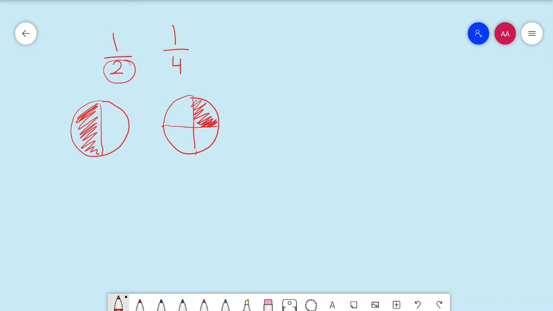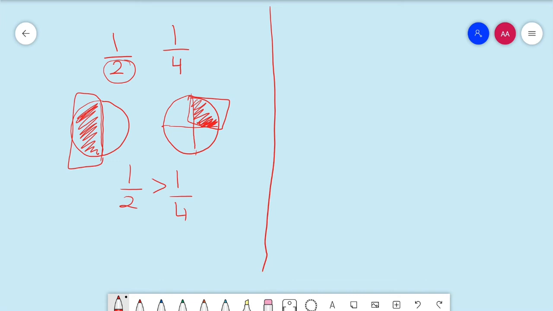So which one is bigger? I think this one is a bigger shaded area, right? And this one is a smaller shaded area. So we can say the half is greater than a quarter, right?